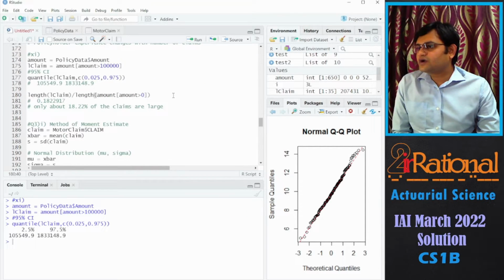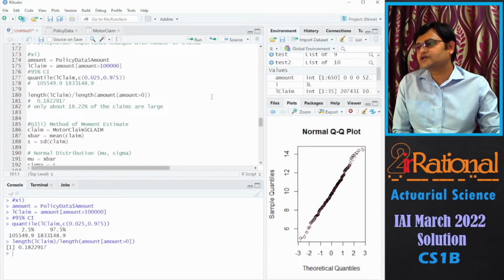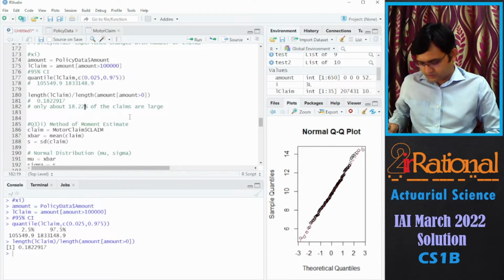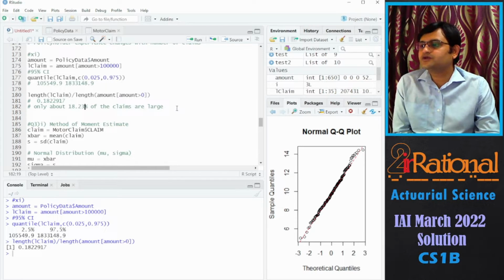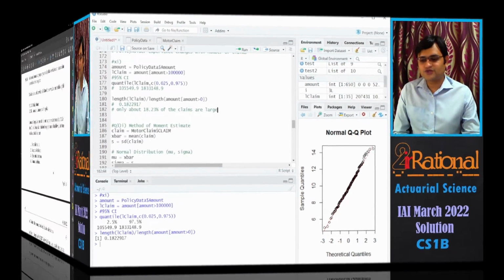So therefore, to check how many of the total claim values are large claims, I'll say length of large claims divided by length of total claims. That would be amount such that amount is greater than 0. So we get about 18.22% or 18.23%. 18.23% of the claims are large claims. Let's go to the next question.